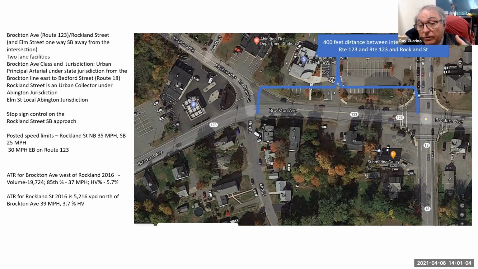They can't go left on Brockton Ave, so they just go straight through to Elm Street until they get to Route 18 and then take a left there. So they might be trying to cut through because they can't get in Brockton Ave at all. They might be frustrated.